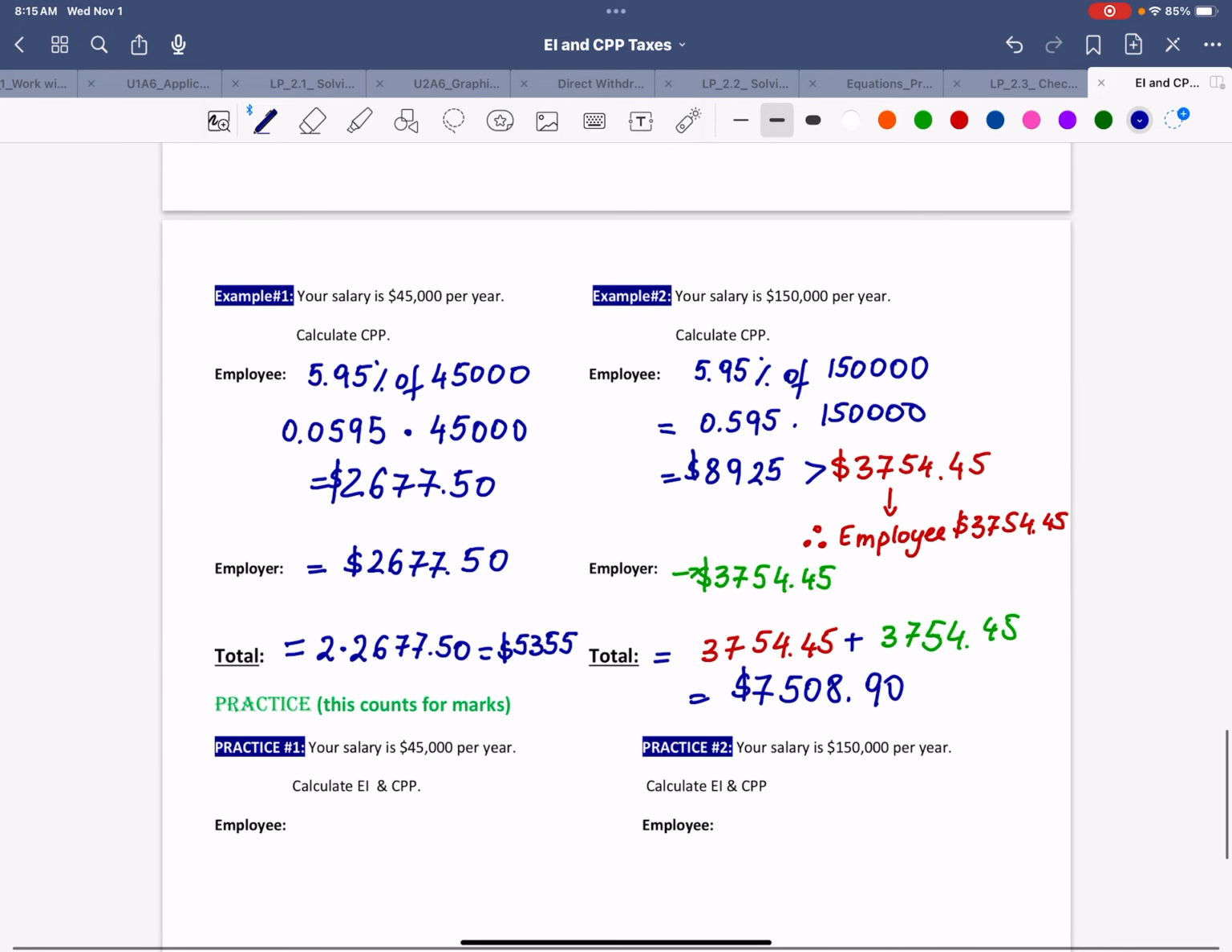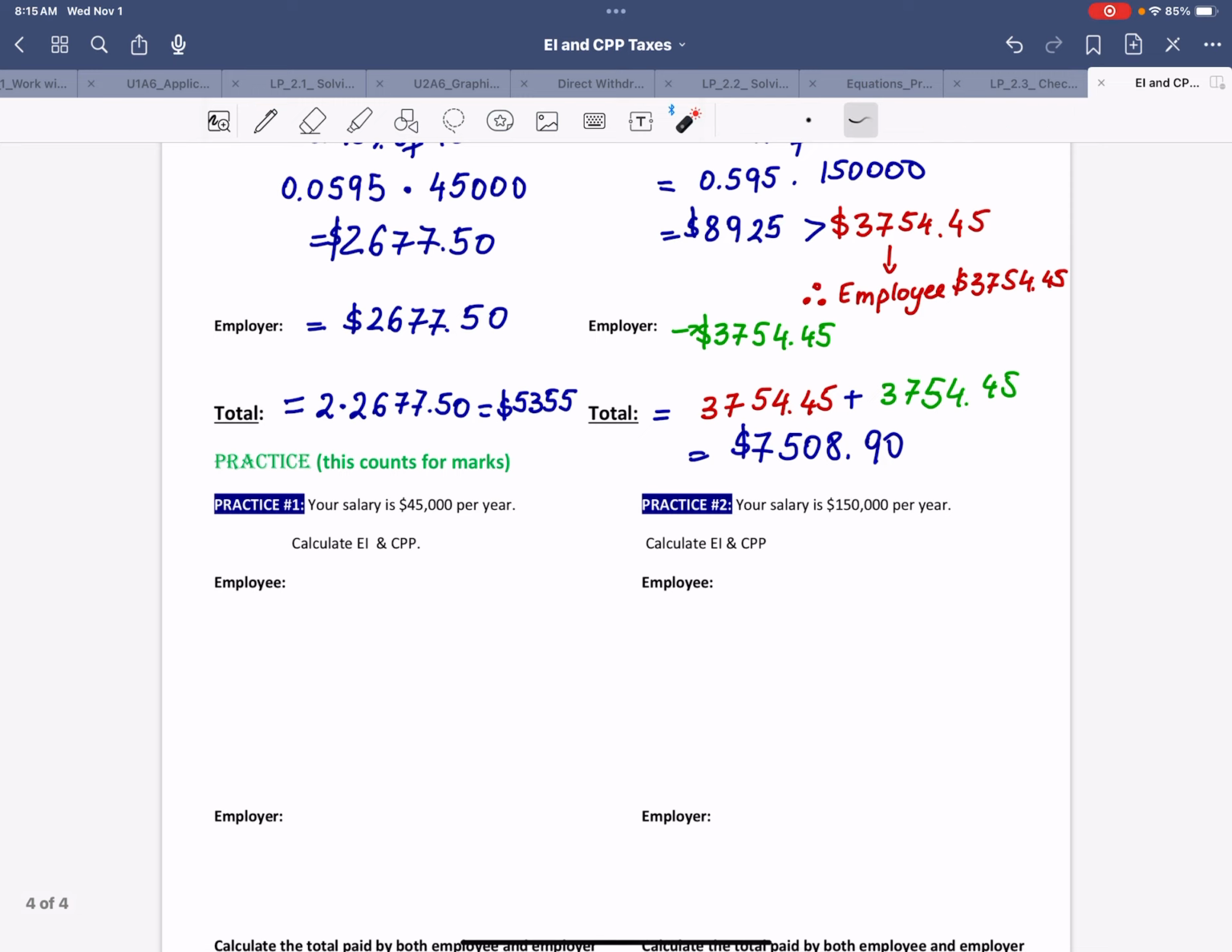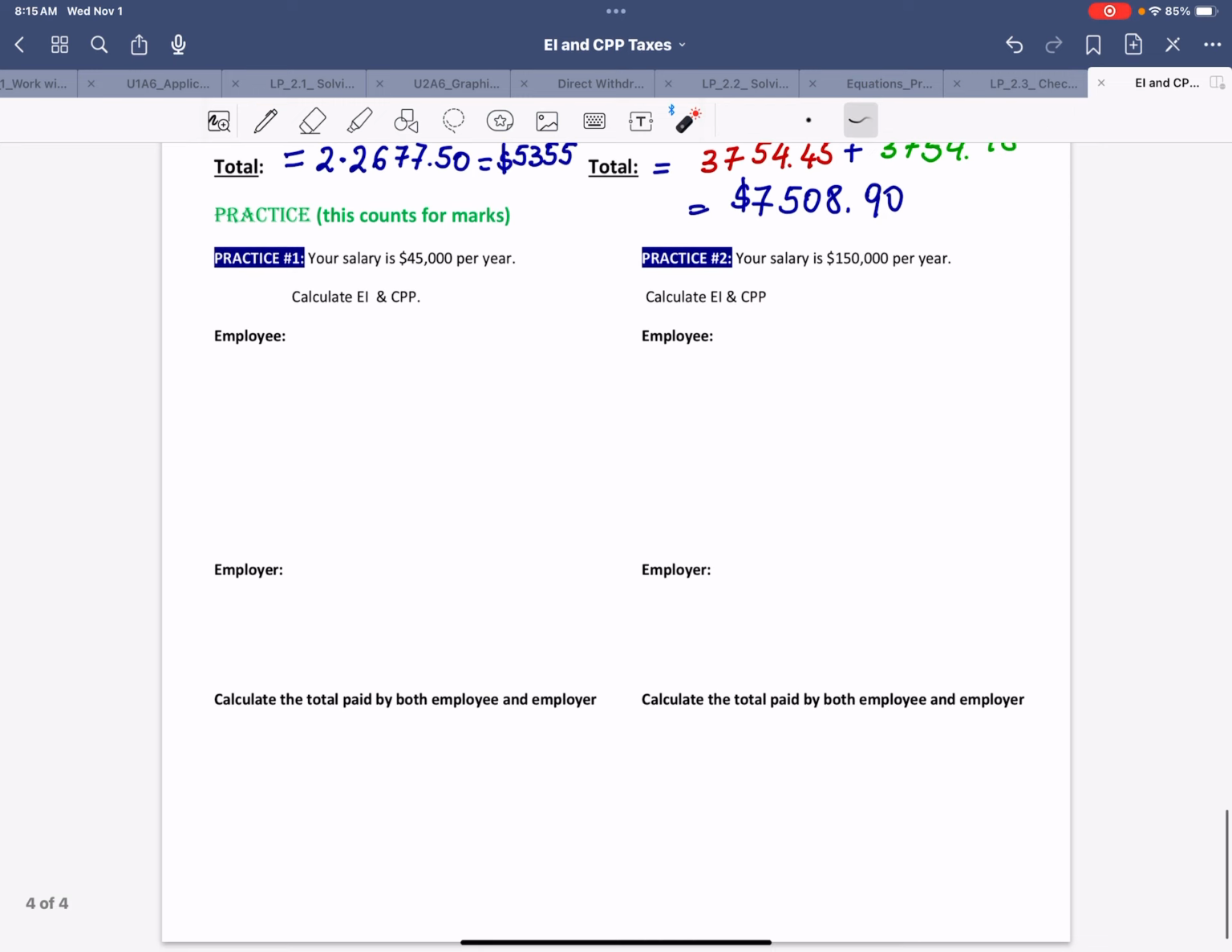Okay, so you have a couple of practice questions for EI and CPP. I invite you to complete both questions. So calculate the EI and CPP by both employee and the employer when the salary is $45,000 and when the salary is $150,000.